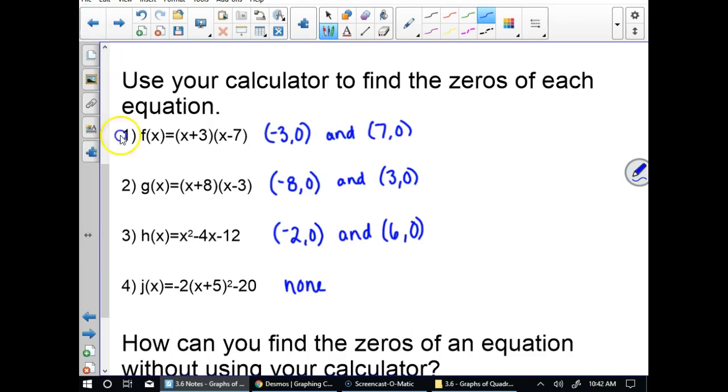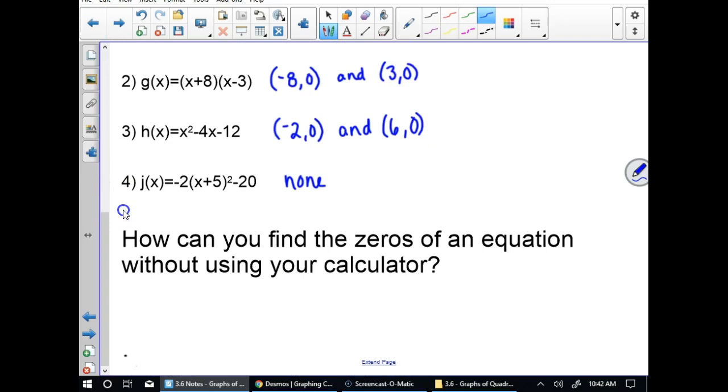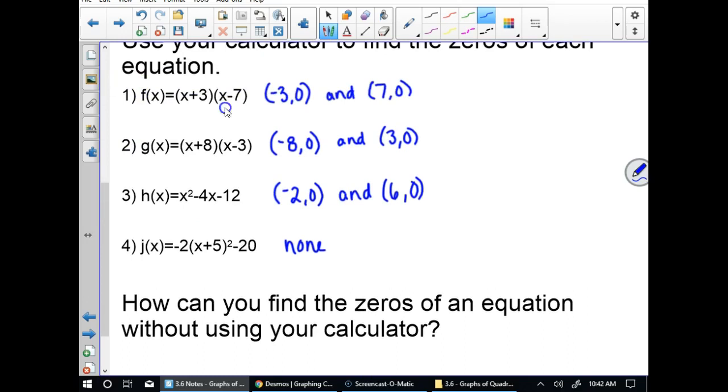Okay, so if we look at these, and I think these are a little bit tougher to do, how can you find the zeros of an equation without using your calculator? If you look at those first two, what do you notice? Okay, so it's the opposite of whatever number you had here, right? What are the y coordinates of all of our x-intercepts? 0, and they're always 0 because otherwise they wouldn't be x-intercepts. So y coordinate is always 0.